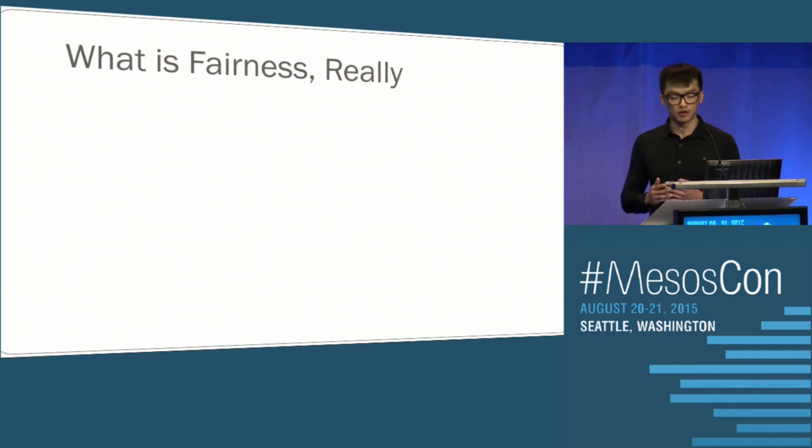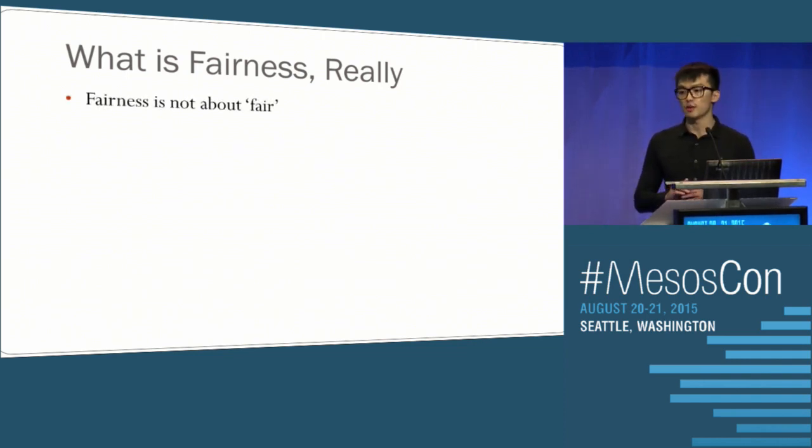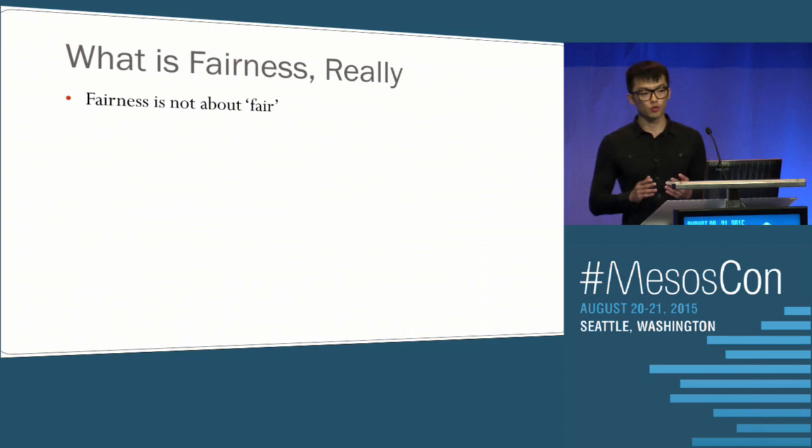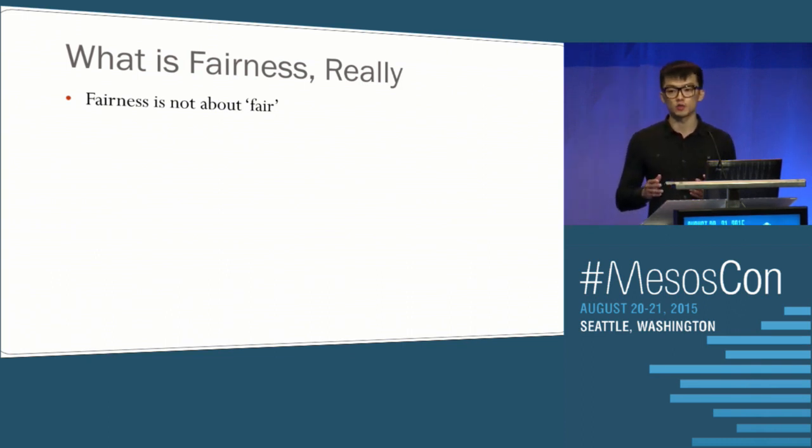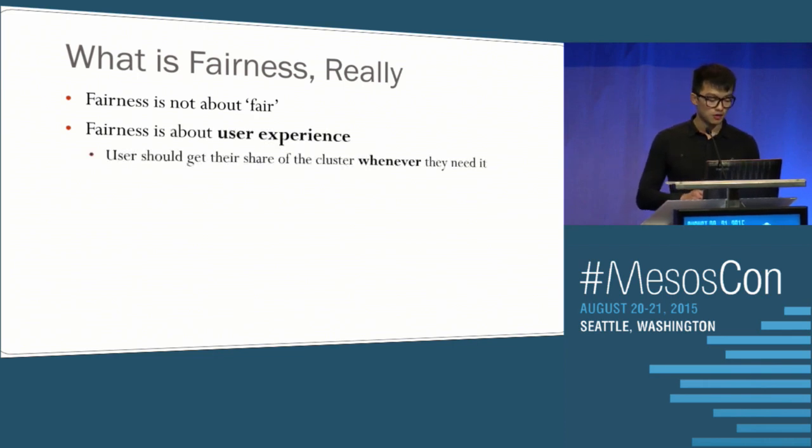What I'm trying to tell here? So I think fairness is not about fair. It's kind of weird, but if you think back in the story, the researcher would not need to even look at the fairness distribution if he gets his results back in the first place. So fairness here really means user experience. Fairness is just a way to make sure our user has resources to do their job.